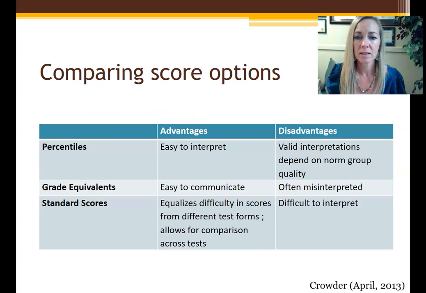Okay, how do we compare these? Well, percentiles are easy to interpret, but the norm group quality is very important when you're looking under that bell curve. For grade equivalent, it's easy to communicate to parents, but it can often be misinterpreted. And standard scores do equalize the difficulty in scores from different test forms, which allows for comparison. For professionals, it's very useful, but it is very difficult for parents to interpret. So in terms of interpretation by non-professionals, percentiles are easy, then grade equivalent, and then standard. But for professionals, the most useful is going to be the standard score.